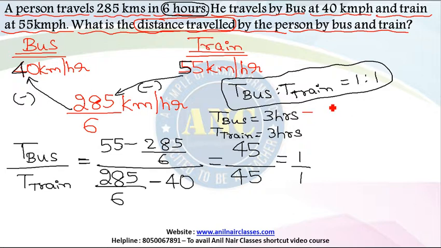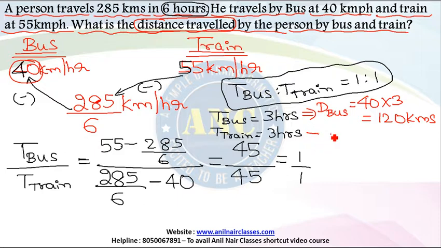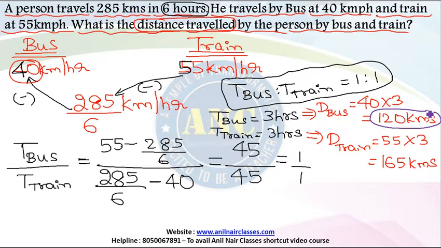They are asking you to find the distance traveled in bus and train. Can I say that speed is distance by time? The distance is speed into time. So distance traveled in bus is speed of bus, which is 40, into time taken in bus, which is 3. So it is 40 into 3, which is 120 kilometers. Similarly, distance traveled in train is speed of train, 55, into time taken in train, again 3 hours. 55 into 3 is 165 kilometers. So the answer for this beautiful conceptual question is: bus is 120 kilometers distance, train is 165 kilometers distance.